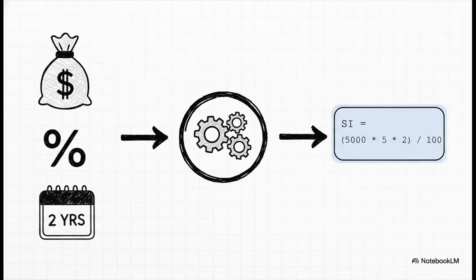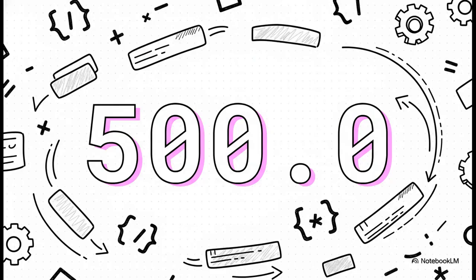All right, story number 2, a financial calculation. This one's a little more complicated, but the idea is exactly the same. We just translate that real-world formula for simple interest straight into a line of code using our operators. And there you have it. The computer crunches those numbers in a split second, and the answer is 500.